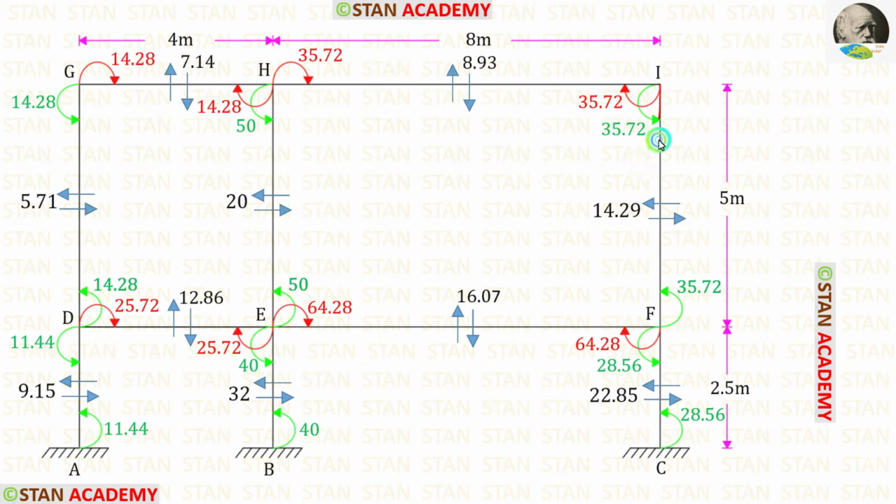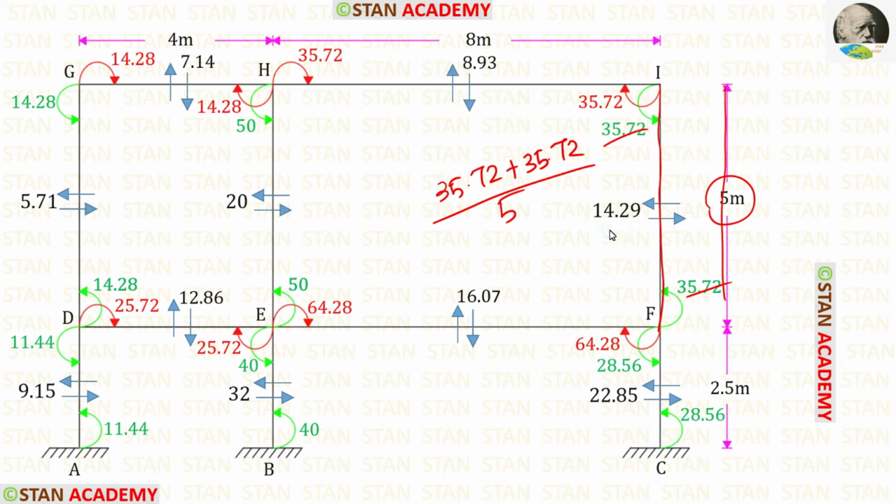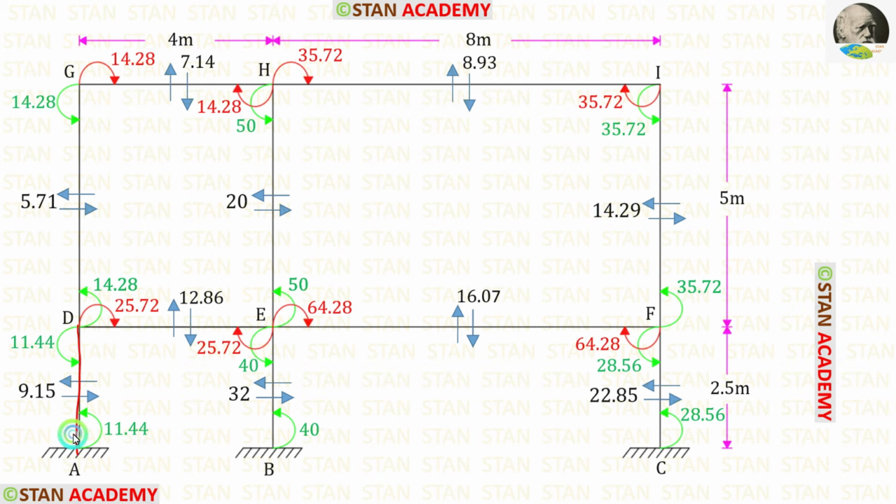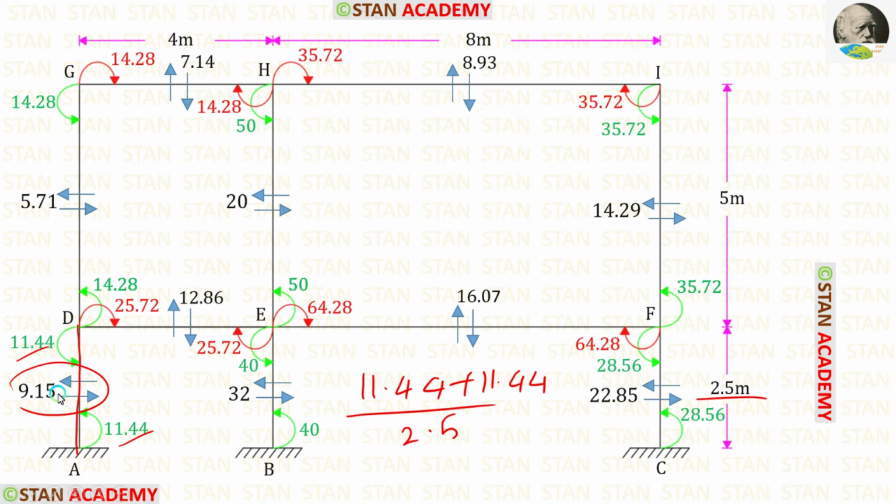Now let us take the member IF. Here we have these two moments. We have to add both of them and then divide by the length 5. When we do that, we will get 14.29. In the column DA, we have 11.44 and 11.44. We have to add both of them and then divide by the length 2.5. When we do that, we will get 9.15.